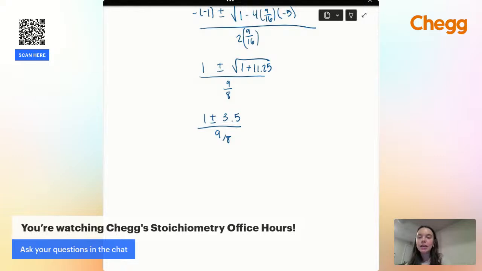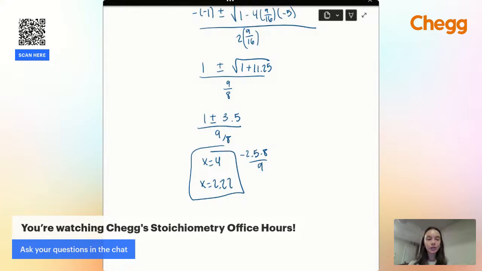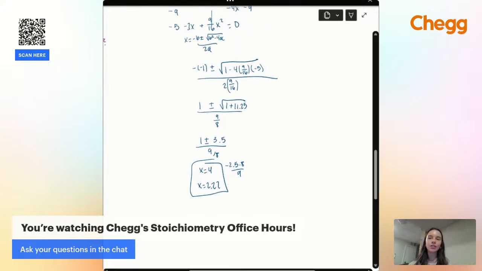And so that would be x equals 4, or we could do 1 minus 3.5, which is -2.5 times 8 over 9. And so in that case, it would be 8 times 2.5 divided by 9, which is -2.2. So hopefully that was a good review for radical equations. If you have any other questions, feel free to ask them.